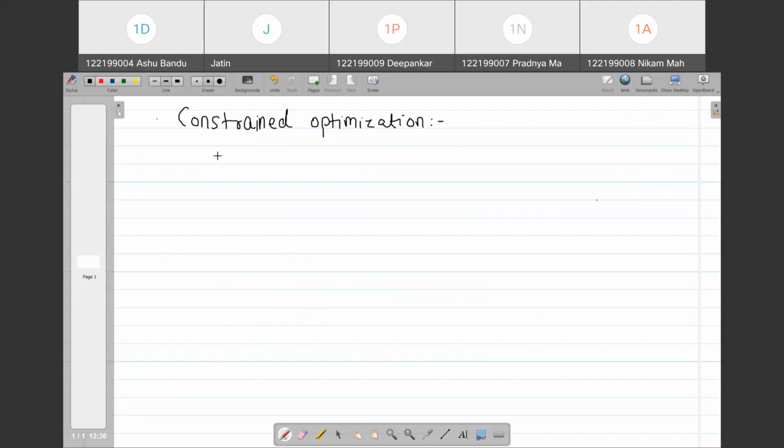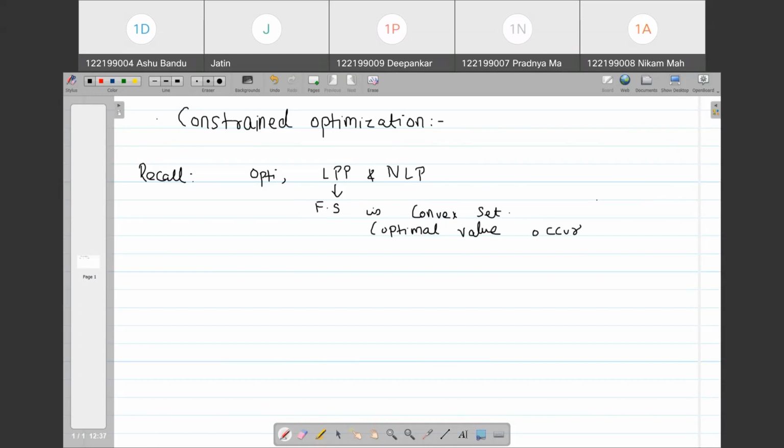Okay, so in the earlier lecture we talked about the concept of optimization. We talked about what we mean by optimization. Then we saw concepts like LPP and NLP, linear programming and non-linear programming problems. Then we saw that for LPP, the feasible set is a convex set. And whenever you have a convex set, things are very nice. Like you have seen, where does the optimal value occur? The optimal value occurs at the corner points.